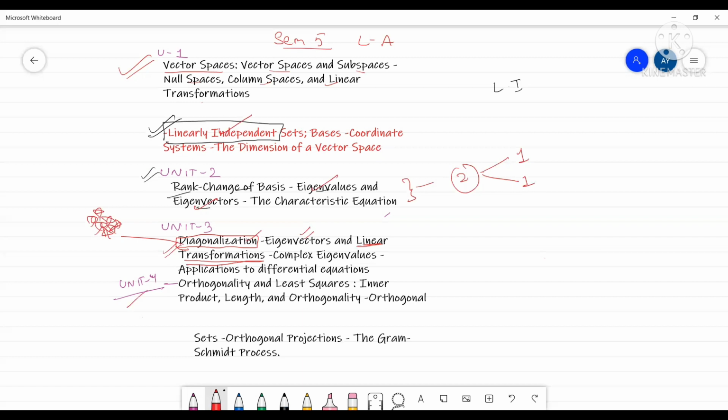And next, coming to the fourth unit, orthogonality. One question is a must from orthogonality. So in the overall syllabus, you don't have to miss the linear transformations topic, linearly independent, eigenvalues, eigenvectors, and then diagonalizability and orthogonality. Make sure that you are very perfect with these topics so that you'll attempt the entire question paper.